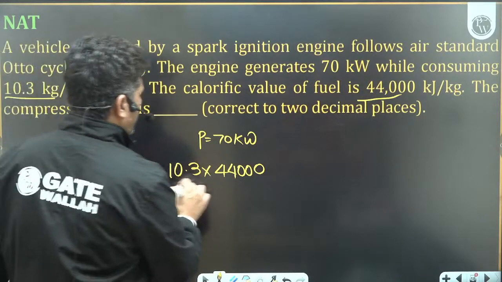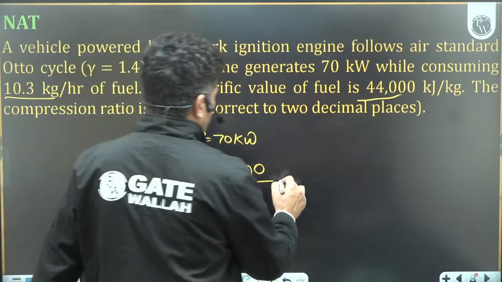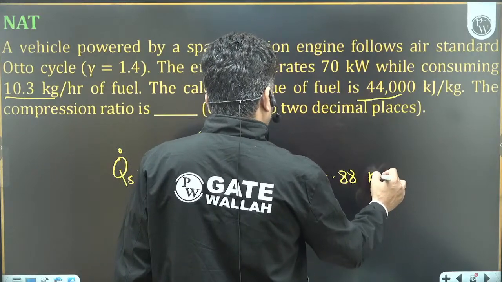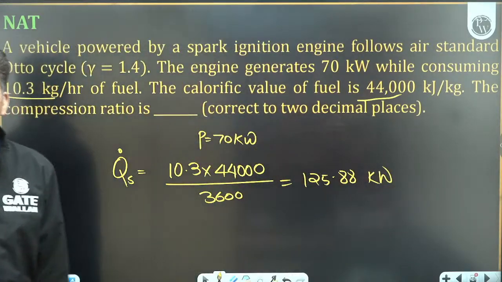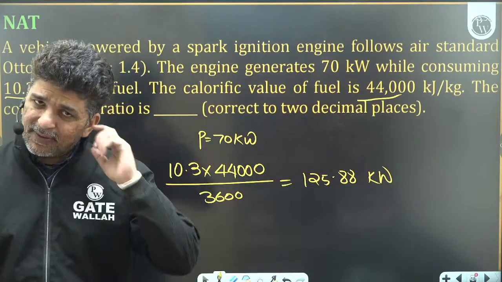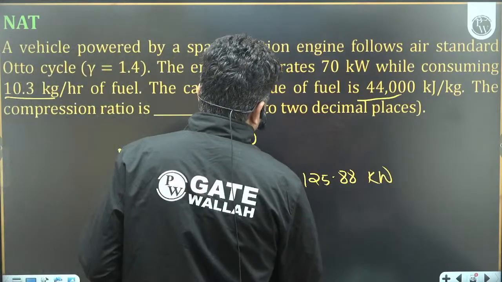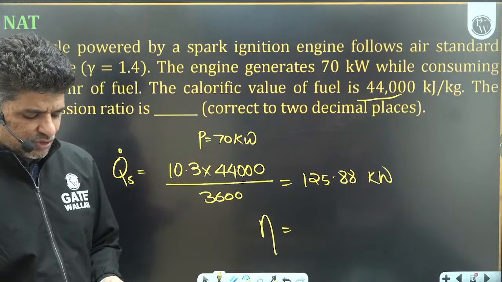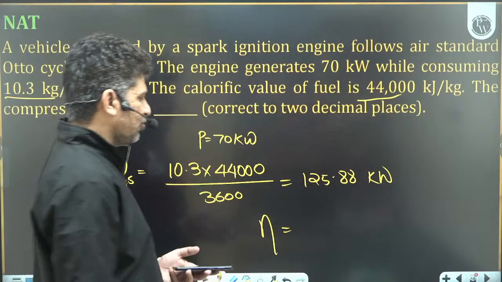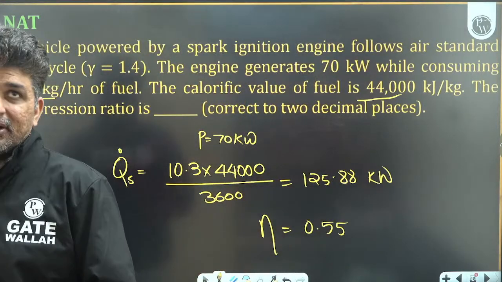But you have to calculate per second. So if we divide it by 3600, this becomes per second. The answer comes out to be 125.88 kilowatt. So this is the heat supplied, and you have 70 kilowatt as the power developed. So can we calculate the efficiency of the cycle from here? The efficiency will be 70 divided by 125.88. This will come out to be 0.55.